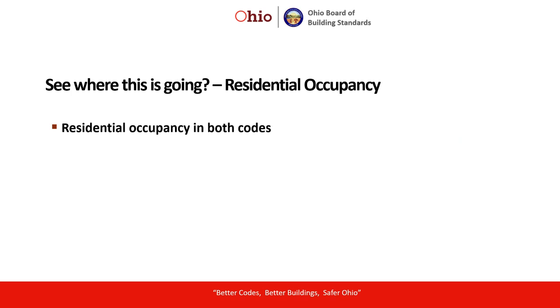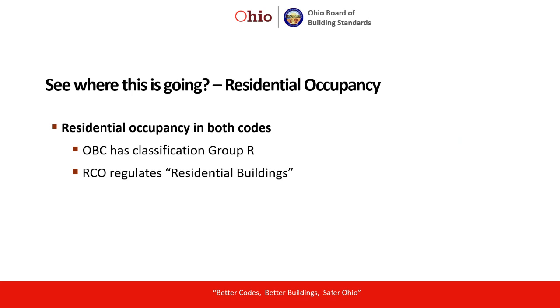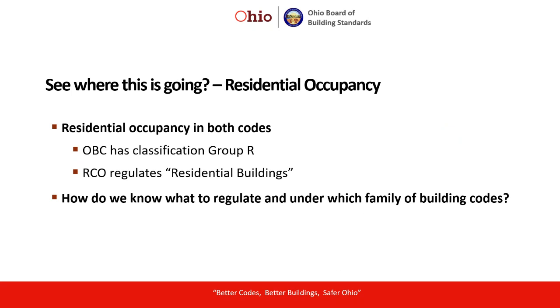There are residential occupancies in both codes. The OBC, or that non-residential building code, has classification group R. So group R1, group R2, 3, 4, you may be familiar with. Things like hotels, motels, apartments, dormitories, row houses, townhouses, and then care facilities. The RCO, Residential Code of Ohio, regulates those residential buildings. Remember, the residential building is a 1, 2, or 3 family dwelling that's not a manufactured home, industrialized unit, or mobile home. So how do we know under which family that particular building, or the building that's being proposed by the owner, is regulated?